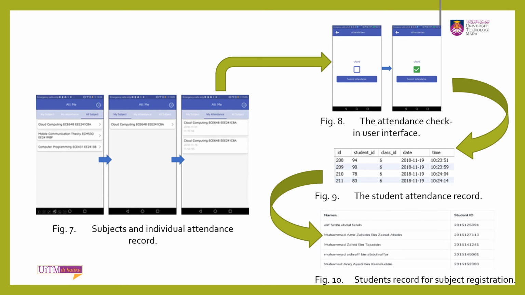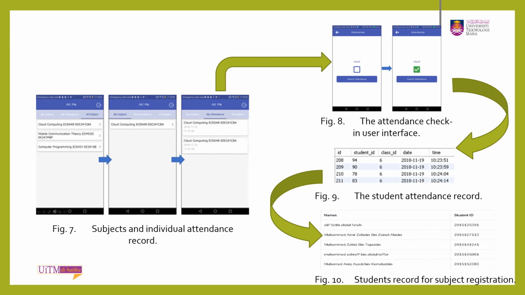Once logged into the attendance system, the students were able to browse and view three interfaces, namely My Subject, My Attendance, and All Subject pages. Students were required to register the subjects for the semester by completing the subject registration in the All Subject page, as shown in Figure 7. The students can view their registered subjects and their attendance records, respectively.